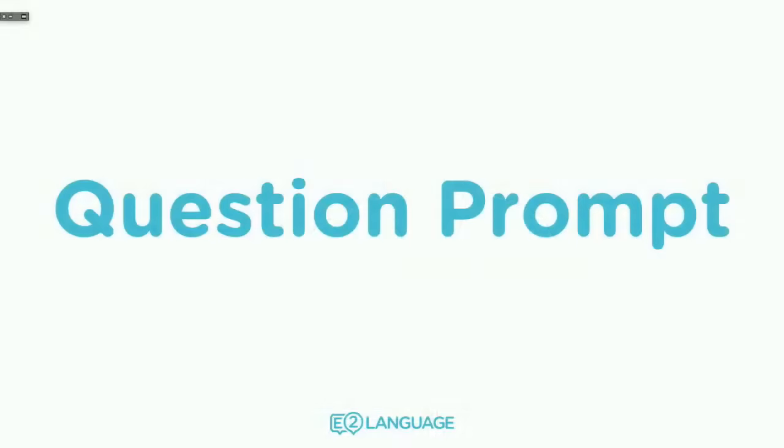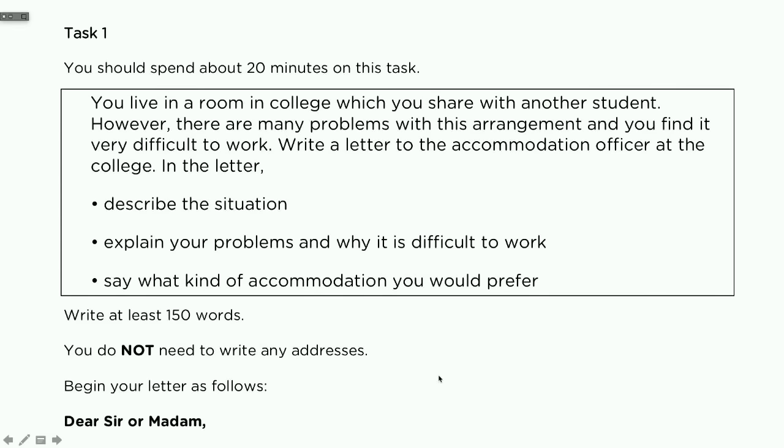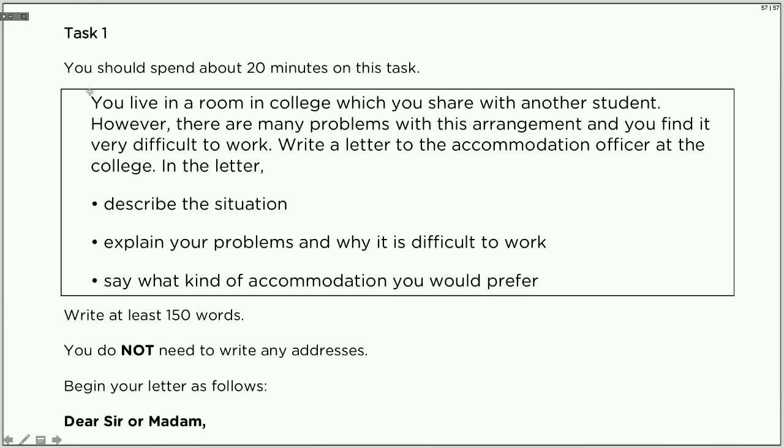So on test day, you sit down, you look at the question prompt. You don't really need to read all of this stuff. Spend 20 minutes, fine. Write 150 words, fine. But you really need to understand the scenario. So let's read this again. It says, you live in a room in college which you share with another student. However, there are many problems with this arrangement, i.e. living with the other student, and you find it very difficult to work. Write a letter to the accommodation officer at the college.